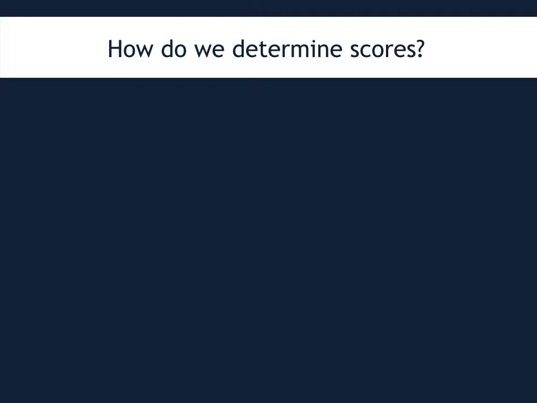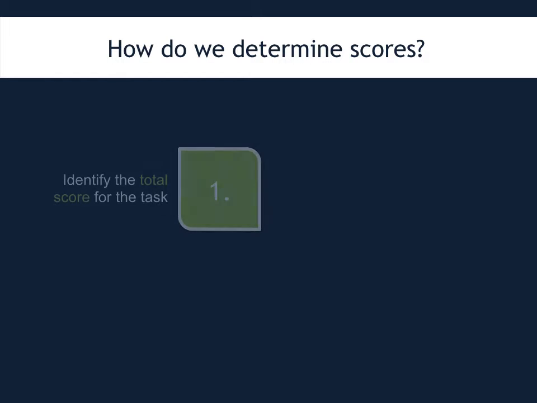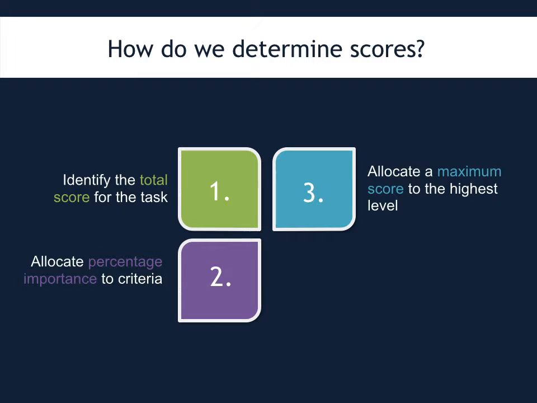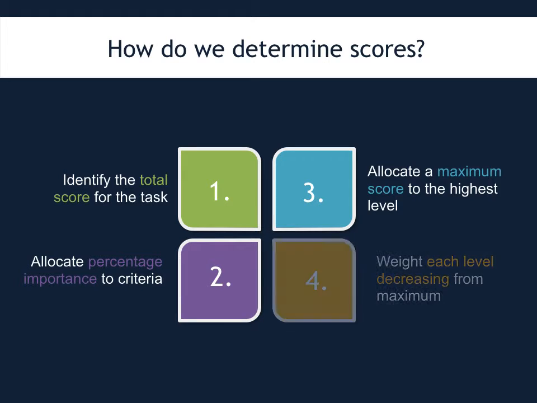Now, there are 4 important steps when you're allocating scores. And we're going to take you through each of these individually, but I just want to give you an overall view of what these steps are. The first is to identify the total score for the task. Next, we allocate percentage importance to each criteria. Then we allocate a maximum score to the highest level, and then weight each level decreasing from the maximum.